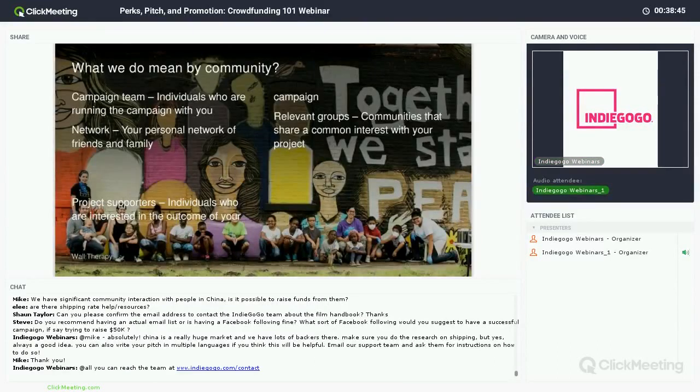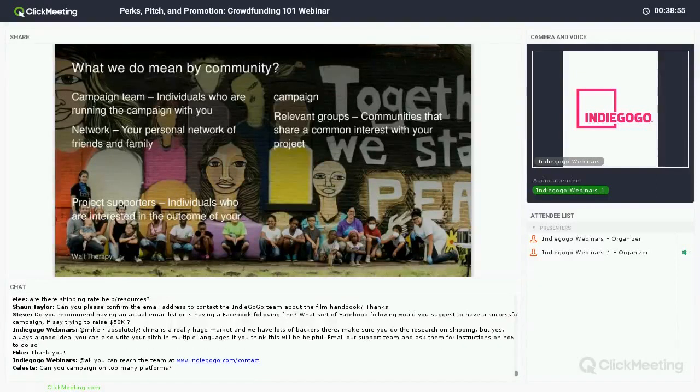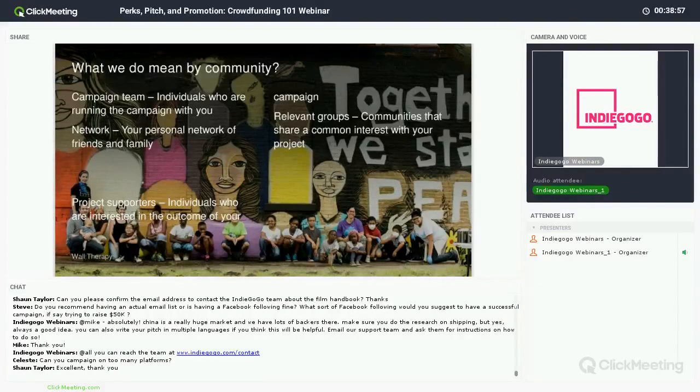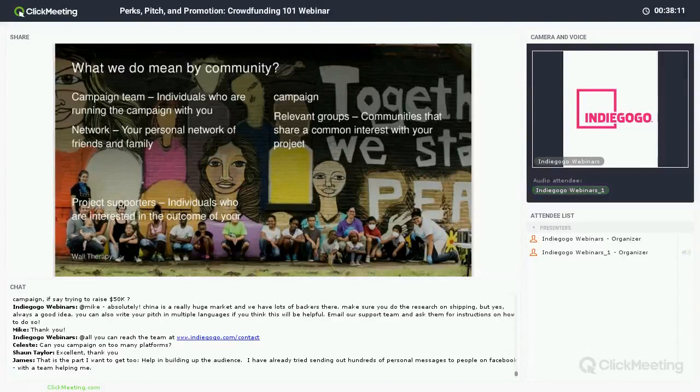So there are several layers to community. So you have your campaign team, right? The people who are going to be helping you run the campaign, who are just going to be in it with you from the beginning. And then you have your network. And so your personal network, family, friends, people that you're connected to, like on LinkedIn, for example, those folks. And not just your network, but the networks of everyone on your campaign team. So you want to start thinking about who those people are. You want to start looking through your LinkedIn network and looking, who are the people that I could reach out to who might be willing to support me.